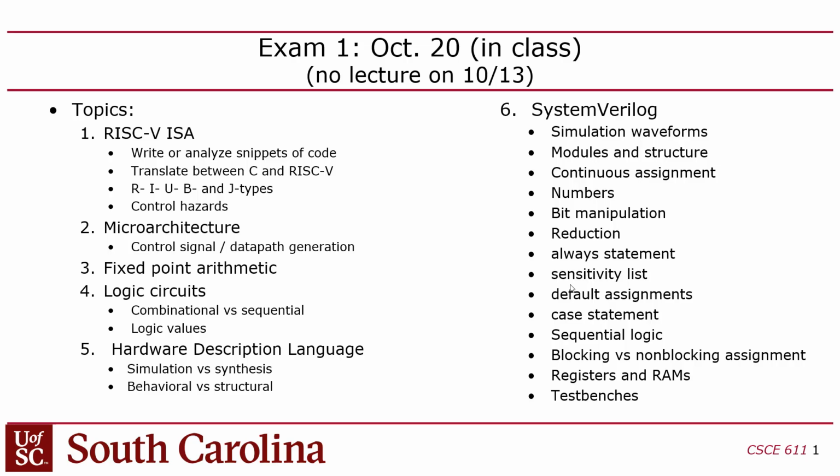Okay, so the exam will cover all the material I've covered up until now except for the branch and jump instructions. So that'll include the RISC-V ISA, where I may ask you to write or analyze snippets of code, translate between C and RISC-V, the various instruction types that we covered in class, R, I, U, B, and J types. And, oh, sorry, I actually have control hazards on there. Okay, sorry, scratch that. It will cover the branch and jump instructions because I basically finished that. There's a few things I need to finish on that topic, and I'll get through that today.